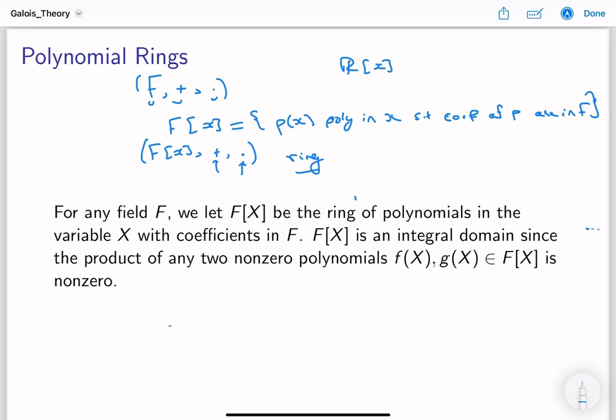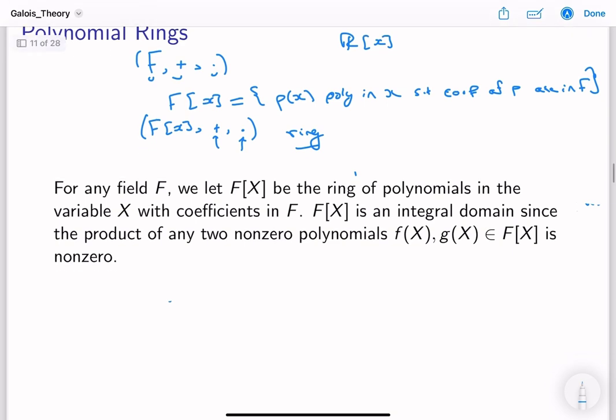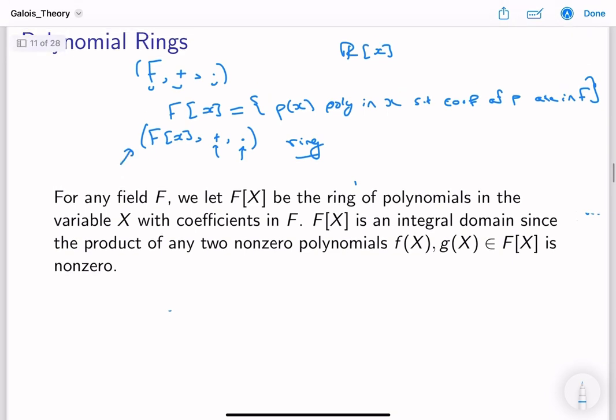However, it turns out that it forms something more interesting than a ring. It's not only a ring, but it's also an integral domain, and we're also going to claim that it's actually a Euclidean domain. We're going to prove this, and we're going to define these in a bit. So let us start by noting that this is actually an integral domain.